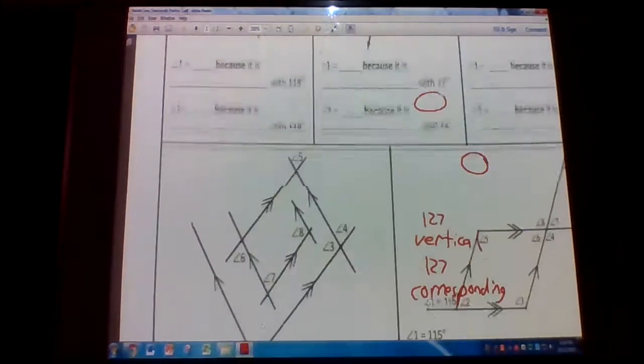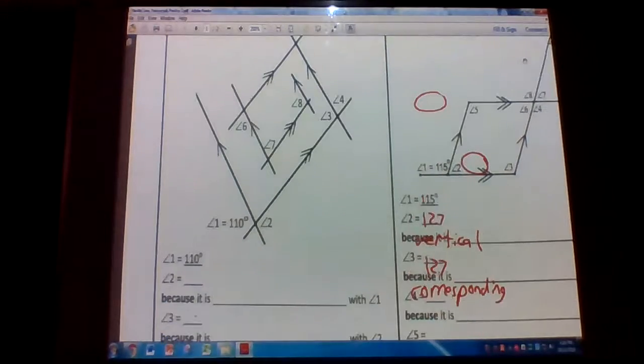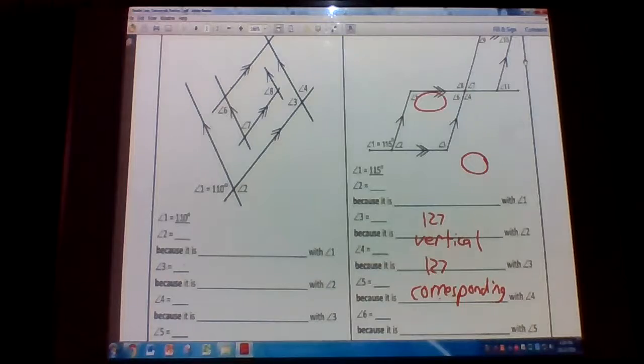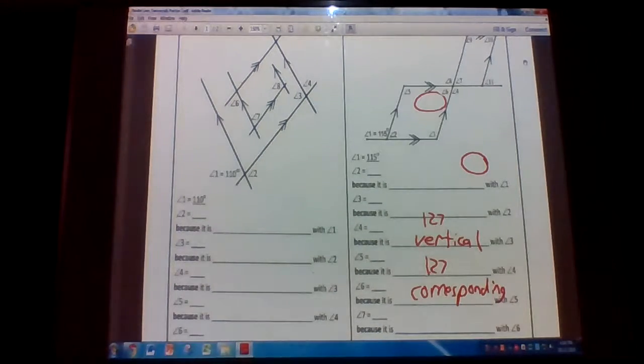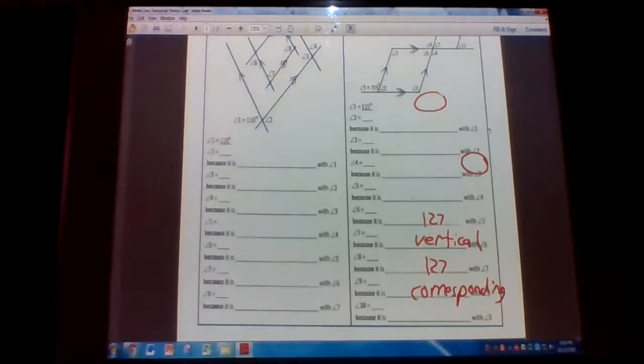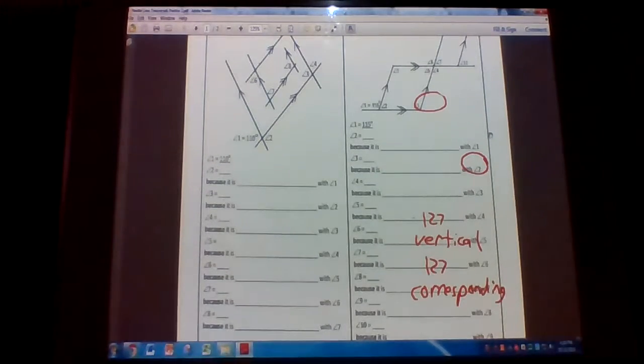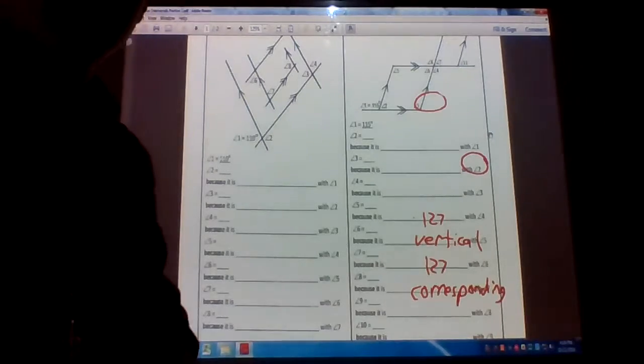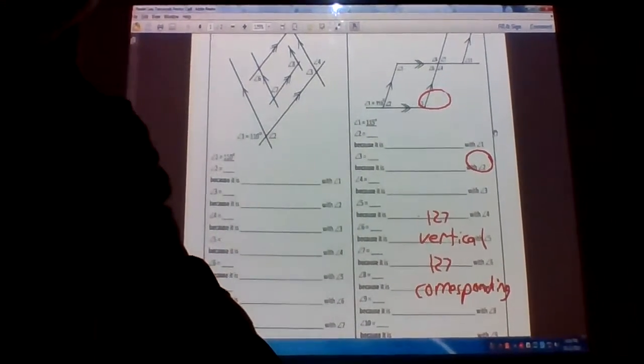Let's go down to the first kind of maze puzzle here. Probably got to zoom out so we can put the whole thing on the page. This is going to be, I didn't think about this, it's going to be hard to do. You guys just have to listen.